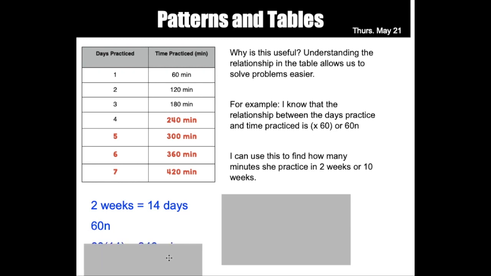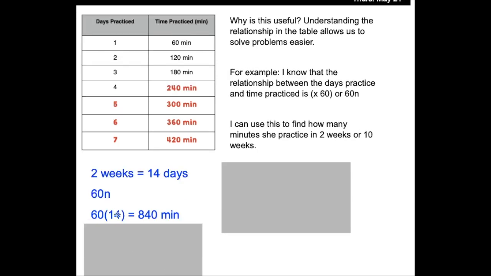So 60n, and I can replace the n with the 14 days, so 60 times 14 is 840 minutes. That is a lot faster than continuing this table up to 14. Or you already have this, so you could double this because 14 in half is 7. How could I figure out for 10 weeks?